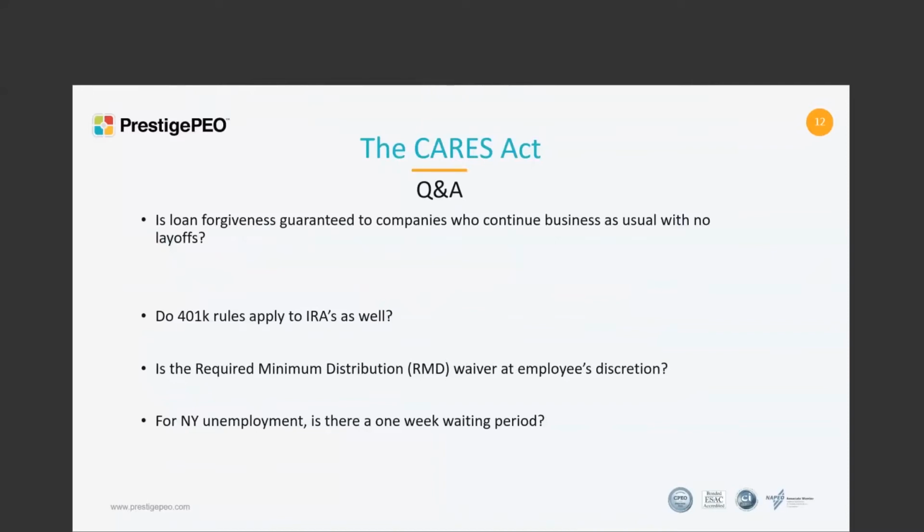And is loan forgiveness guaranteed to companies who continue business as usual with no layoffs? We've given you the criteria that the loan forgiveness is based on. 25% is the max for non-payroll related costs. You have headcount issues, and you have compensation for each individual employee to be considered. There are no guarantees in life.